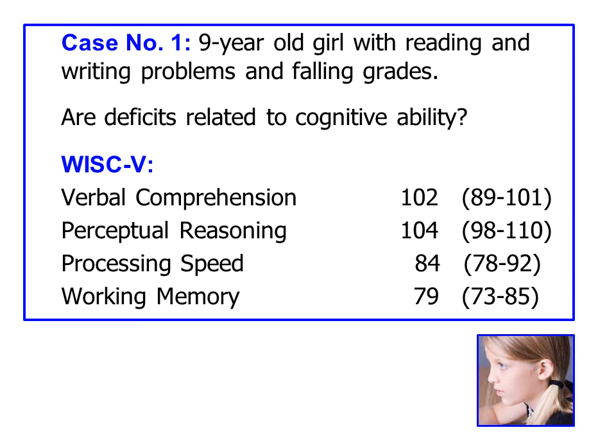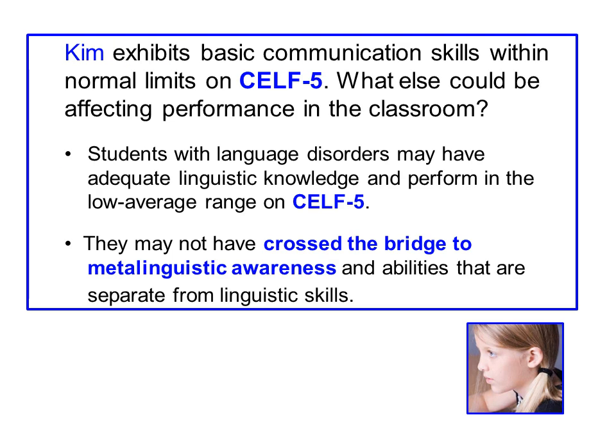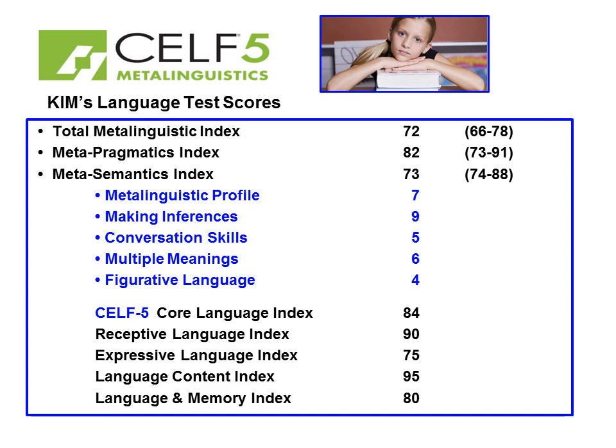But case number 1, Kim. But look at this, her WISC, 102, 104. So working memory low, but that occurs in a lot of kids with language problems. And then we go on to here. Kim exhibits basic communication skills within normal limits on CELF-5, yeah. But students with language disorder may not have crossed the bridge for metalinguistic awareness. Wow. Her metalinguistic skills, look at this. Metalinguistic skills, 72 on the total meta. That score is in the moderate to severe range in meta skills. Moderate to severe overall on her.